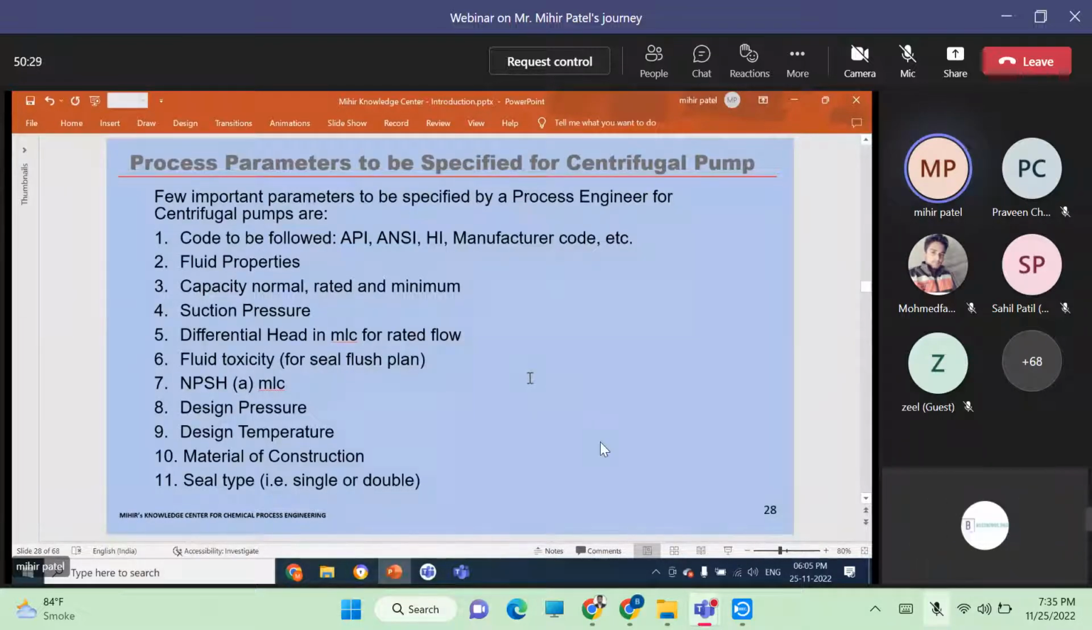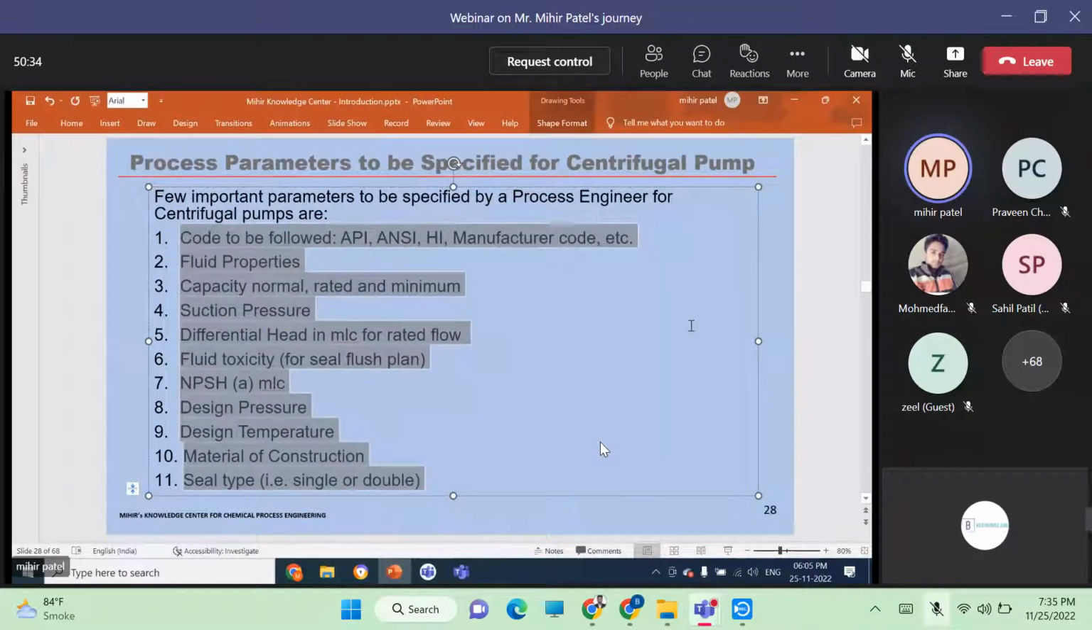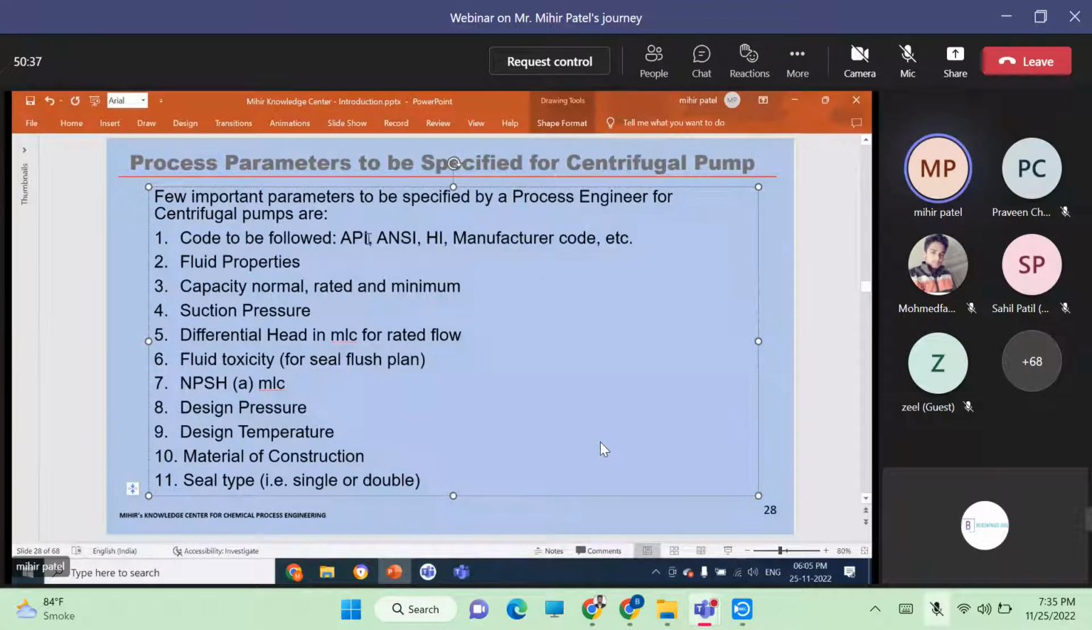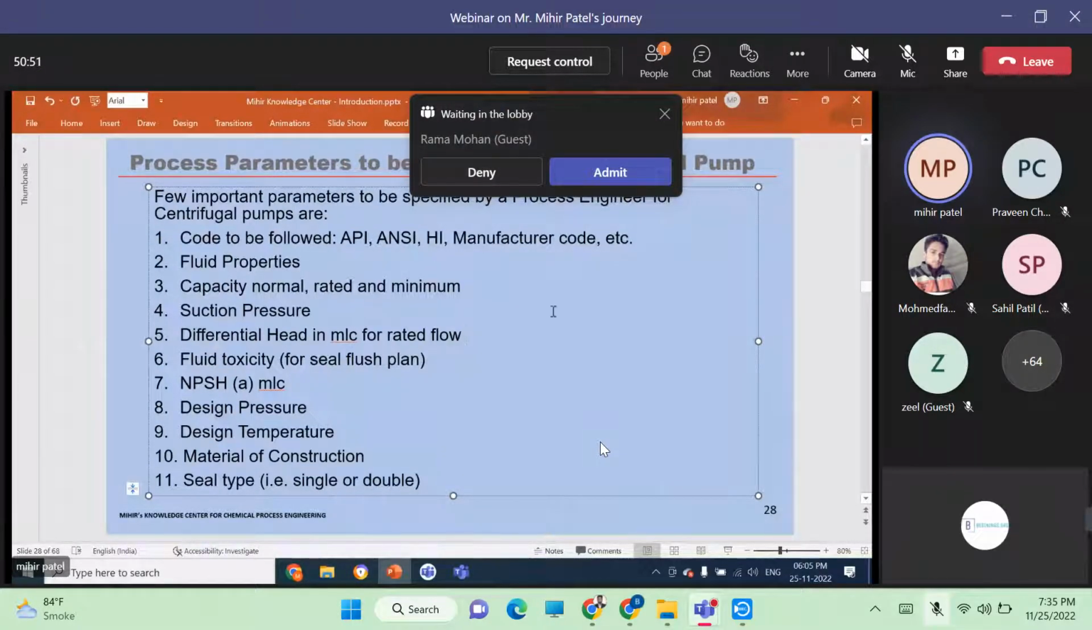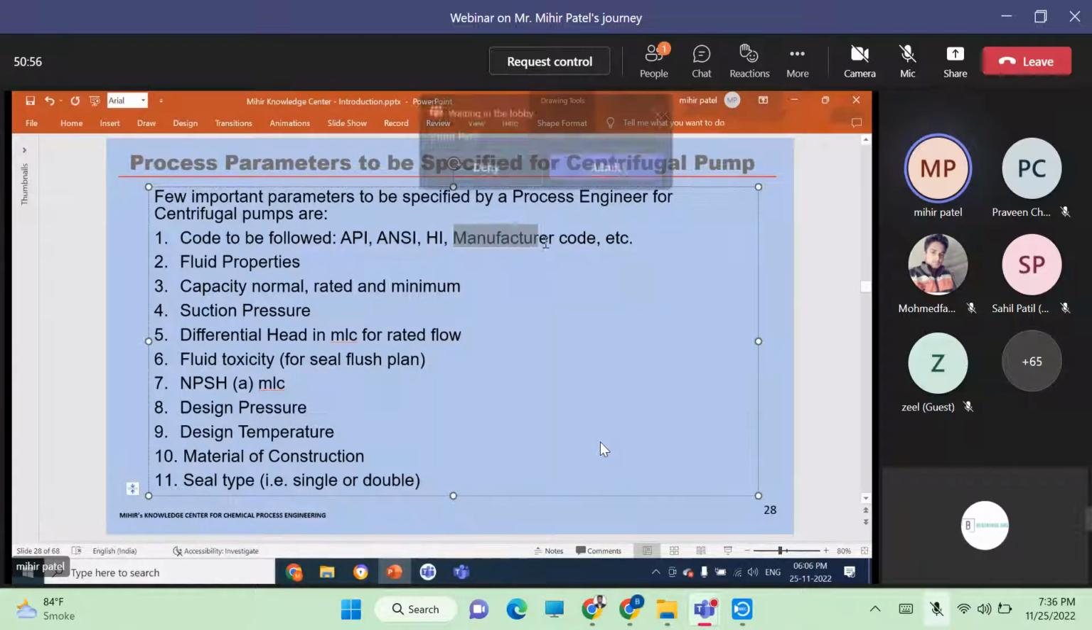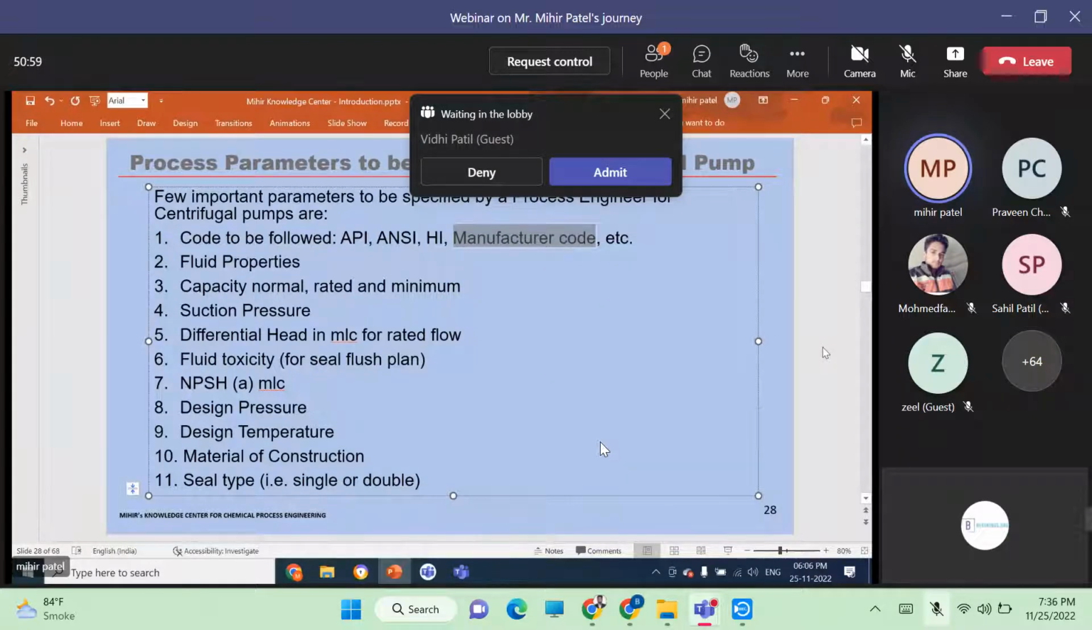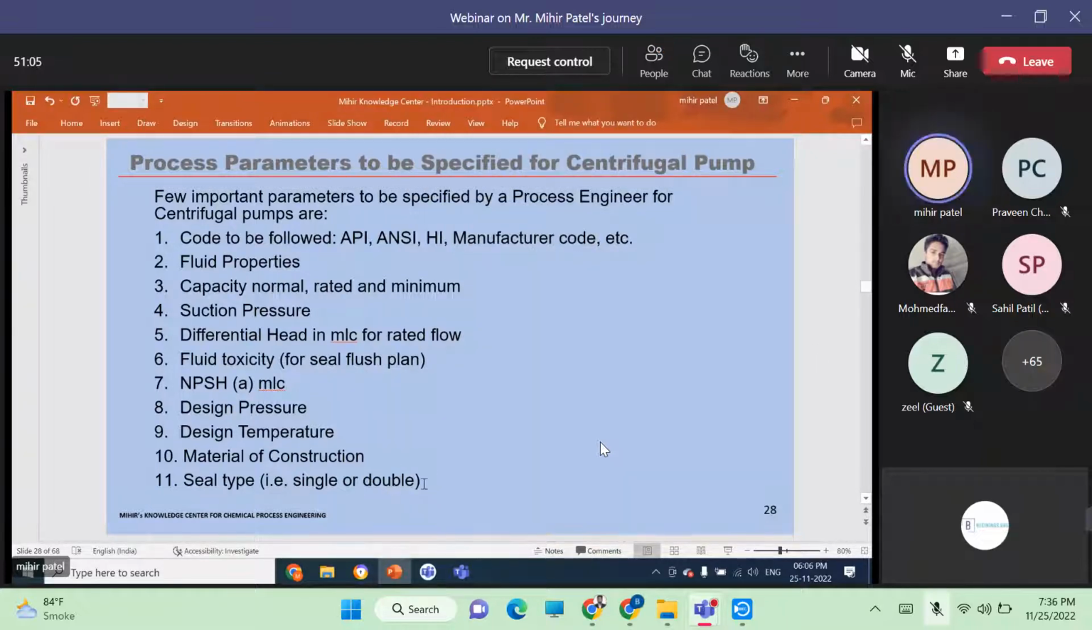Now here we see process parameters to be specified for a centrifugal pump. So these are the process parameters which are usually specified. API is a very robust pump. API 610 is followed for centrifugal pumps and other APIs for other reciprocating pumps. They are very costly, but maintenance is less. ANSI pumps are for small chemical pumping. HI is Hydraulic Institute, and manufacturer code can also be applicable. For example, if you have an HDPE pump or a PP pump, plastic pumps, you follow manufacturer code. So all these are the parameters that a process engineer specifies.